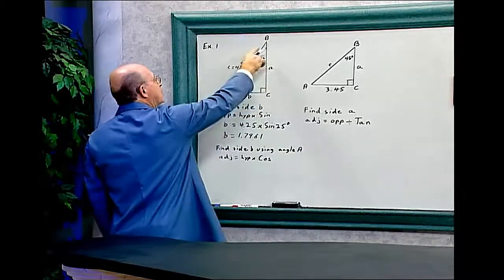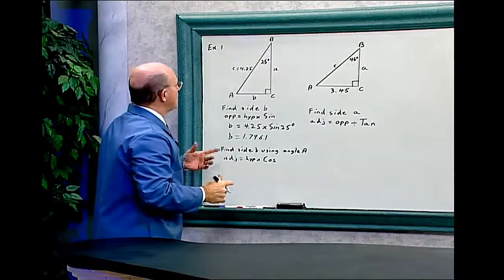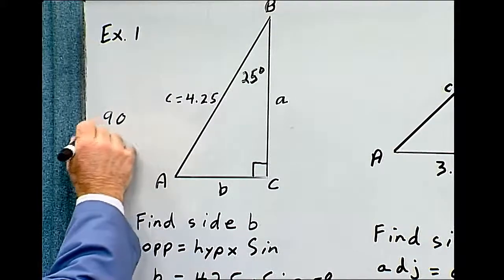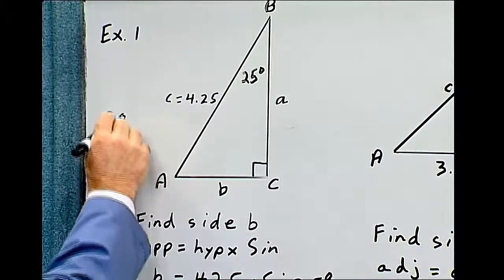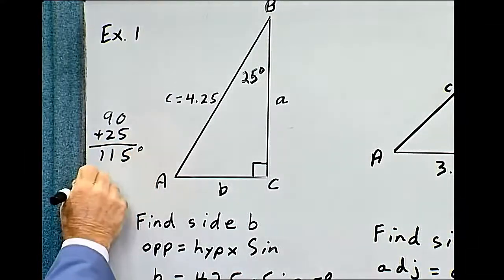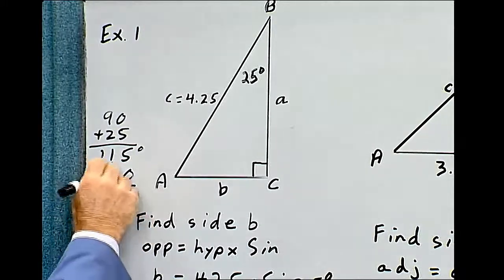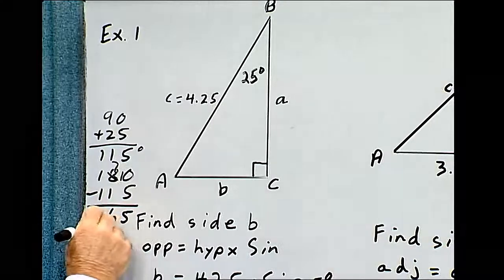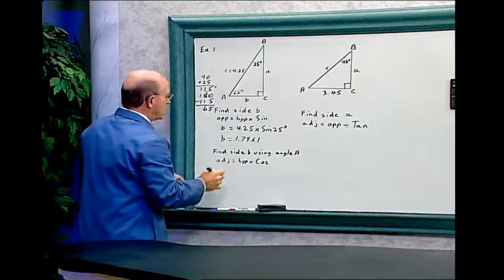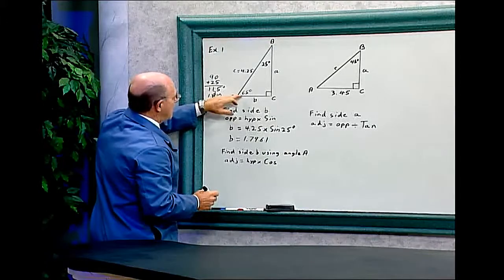Now you know in a triangle, when you put all the angles together, they equal 180 degrees. And we know this is 90. So 90 plus 25 equals 115 degrees. So 180 minus 115 equals 65. So this is 65 degrees. So side B now is adjacent to angle A.